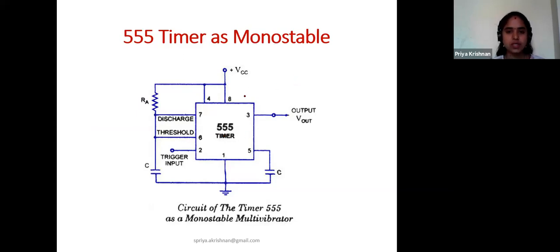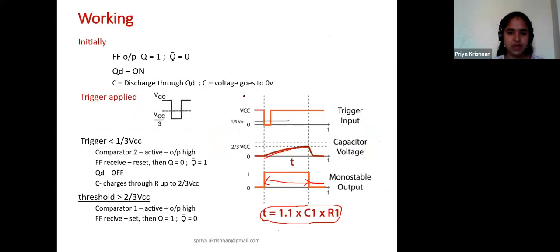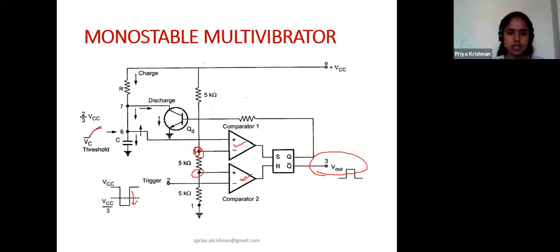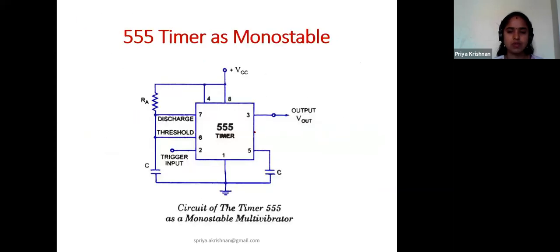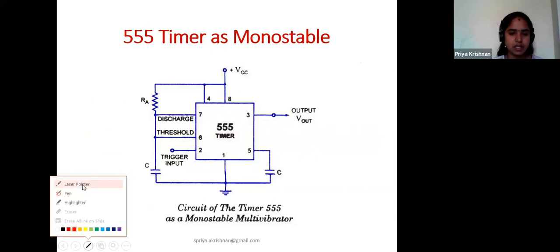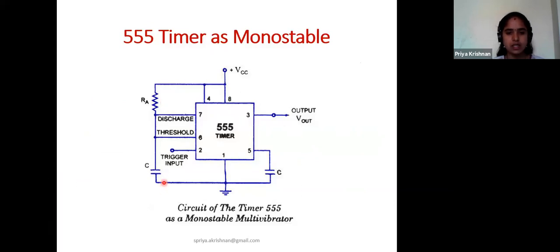Yes, so we have seen a very complex diagram here, no? This is the simple diagram of what we have seen in the old slide. I have connected only the external resistor RA and then one capacitor. All other circuits are present inside the timer itself, so no need to worry about that. Once you know the operation of the timer, you can design your own circuits using timer 555.